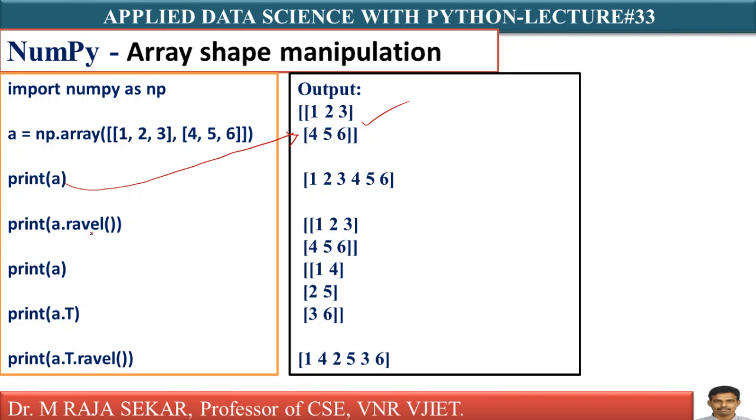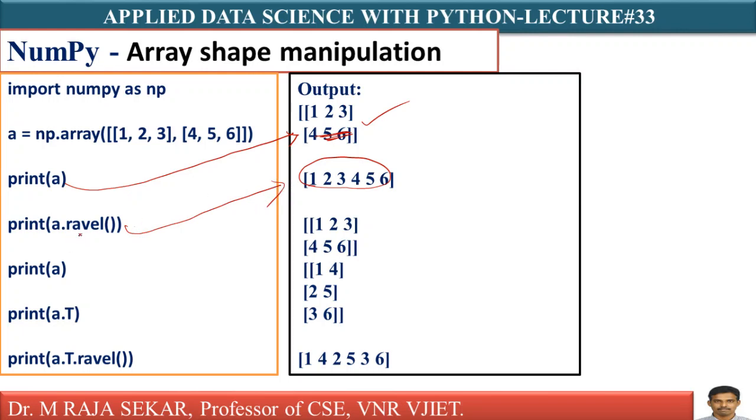Now, a.ravel. We already discussed what a.ravel is. What is the purpose of a.ravel? It converts a two-dimensional or multi-dimensional array into a flattened array, meaning a single-dimensional array. Therefore, a.ravel means this two-dimensional array will be converted into a single dimension, and all the elements will be stored in a single dimension like this: 1 2 3 4 5 6. Print a.ravel means that the two-dimensional array is converted into a one-dimensional array.